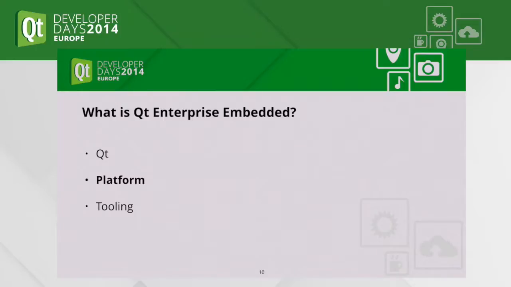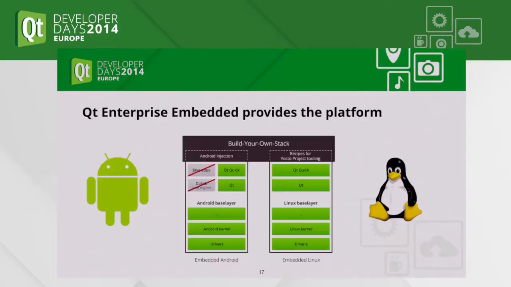Okay, so now that we've talked about the Qt portion of Qt Enterprise Embedded, the next thing is the platform, and this is one of the big pieces that was missing before when you're just using Qt. So we actually provide a platform for you to develop off of. Right now we have two choices for platforms: what we're calling embedded Android and embedded Linux. Embedded Android is, for all intents and purposes, Android. And for the most part, it's the exact same Android stack that your phone runs.